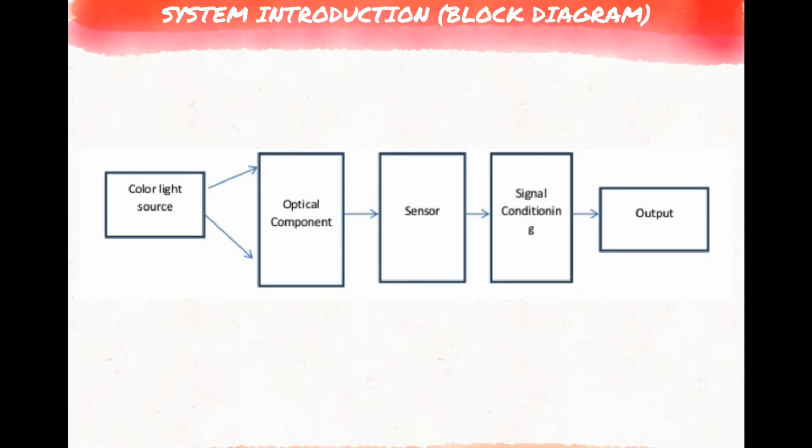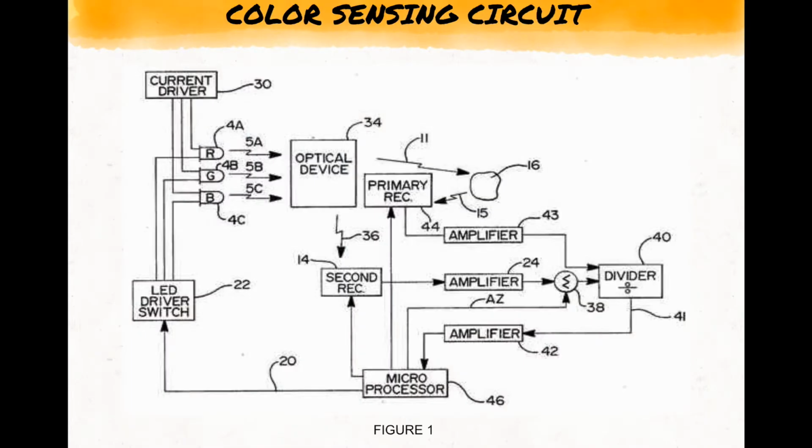Photodiode is used in the optical component. What is a photodiode? Photodiode is a semiconductor diode that, when exposed to light, generates a potential difference or changes its electrical resistance. Figure 1 is a schematic representation of the present invention where the output of a secondary receiver is mathematically manipulated and used to divide the output of the primary receiver for the color sensing circuit.